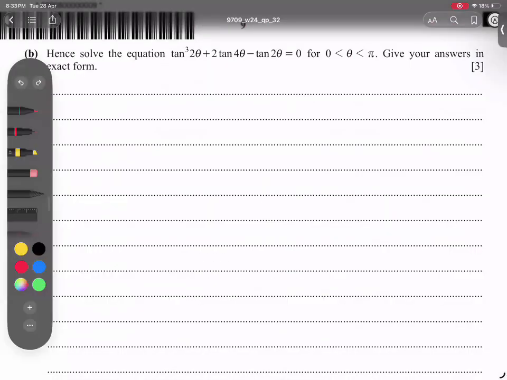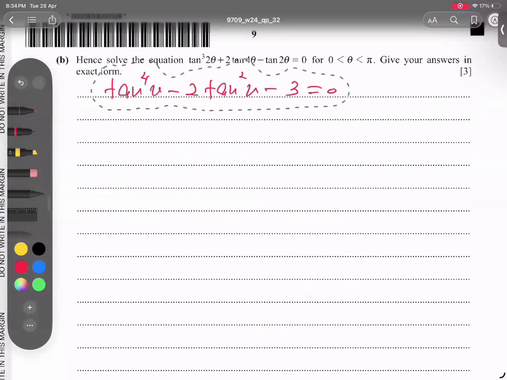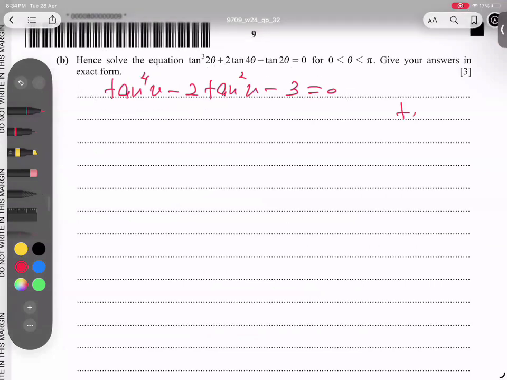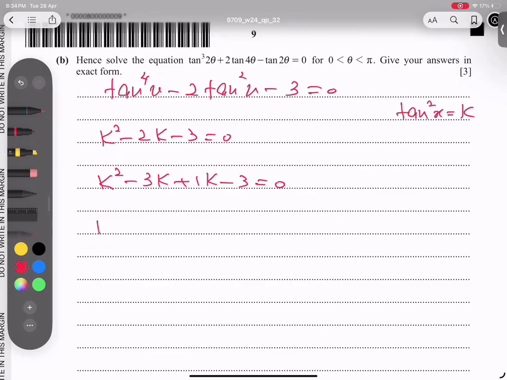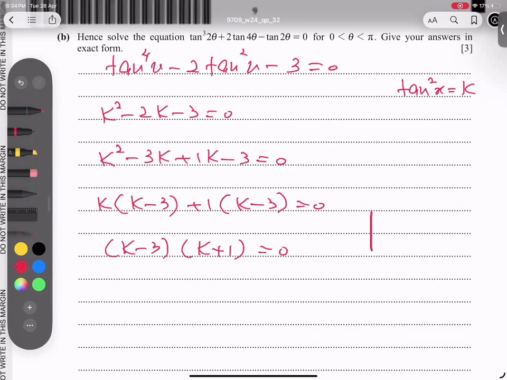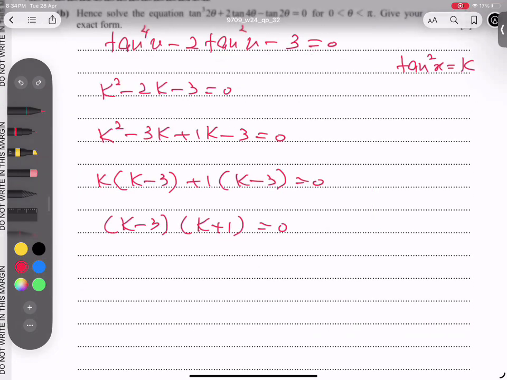So step number 1, we can do it directly, or we can assume, let's start. If I say tan²x equals k, so this becomes k and this becomes k². So I can write now here, students, k² − 2k − 3 = 0. So factorization, 3 ones are 3. So 3k and +1k and negative 3 is equal to 0. k common and (k − 3), plus 1 common and (k − 3). So we're getting (k − 3)(k + 1). So we're getting two answers, students: k = 3 and k = −1.